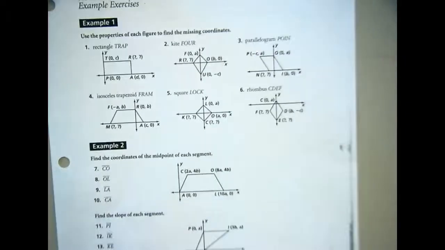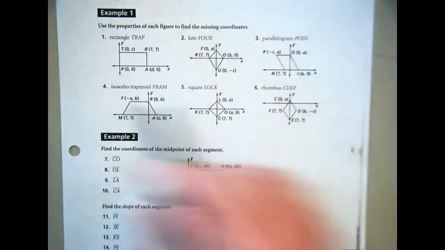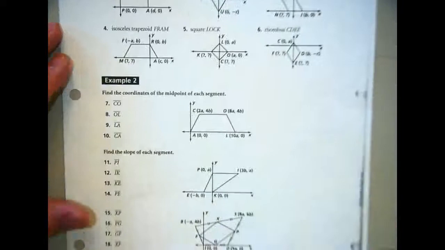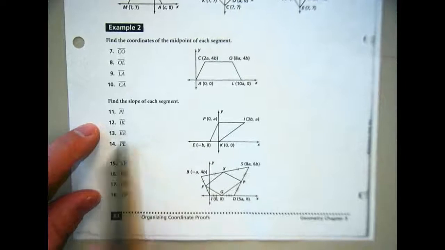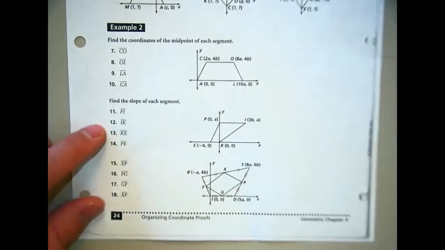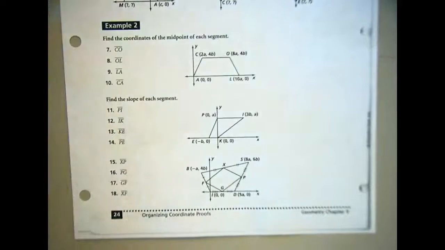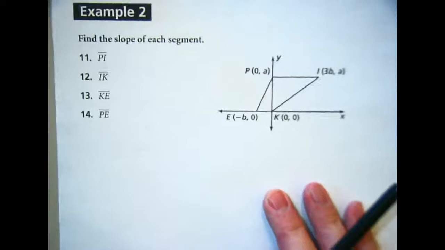Okay, 1 through 6. Doing what we were just doing, but you're just finding the missing coordinates. However, when we get down to 7 through 10, you're finding the midpoint. And then 11 through 14, we haven't talked about slope yet and applying that. So I want to work through 11 through 14 with you right now. Okay, our assignment today is the example side. Just example. Don't cross anything out on the mix. We're going to use mix tomorrow. But example side today. Okay?